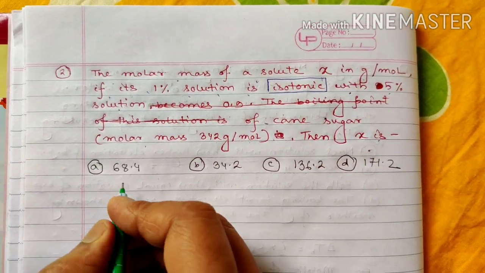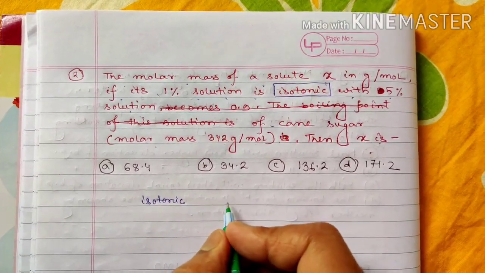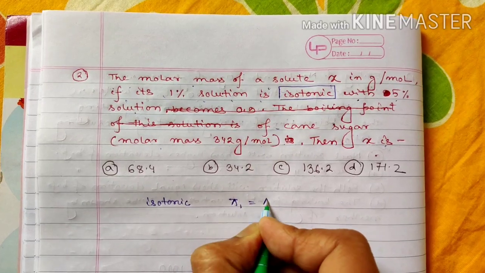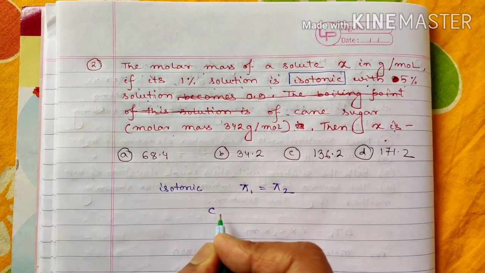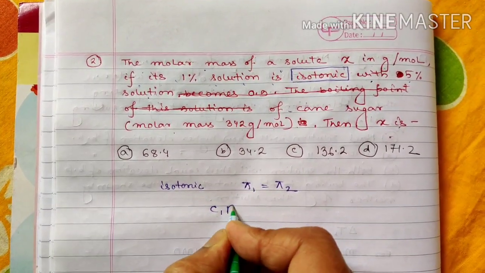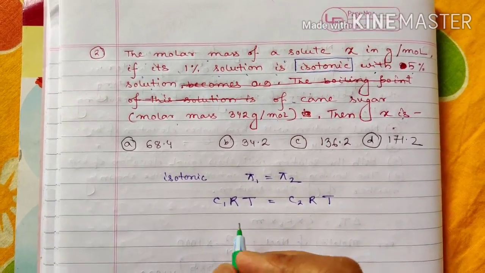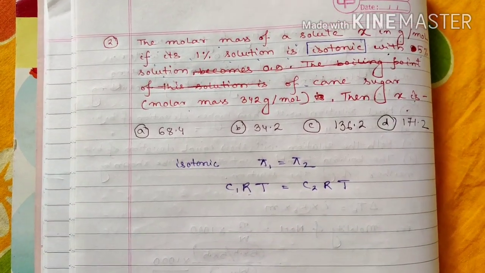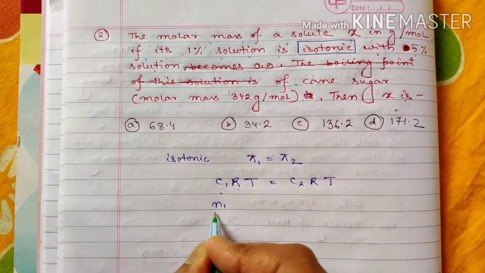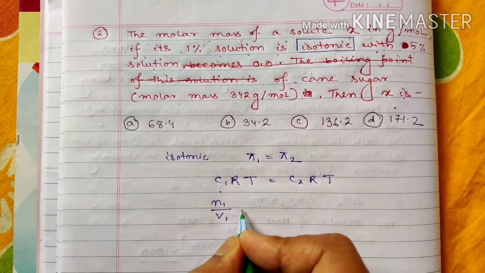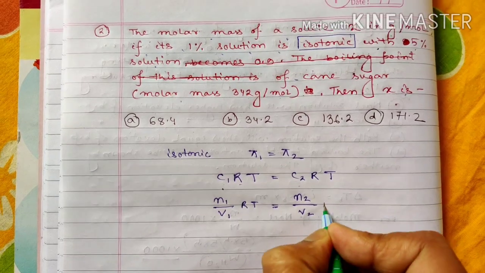In order to solve it, since we know that these solutions are isotonic in nature, obviously the osmotic pressure of both of these will be the same. So for π1, we can write C1 RT equal to C2 RT. Now R and T for both of these will be the same. So the concentration will obviously be different. So it is n1 by V1 into RT. On this side it is n2 by V2 into RT.